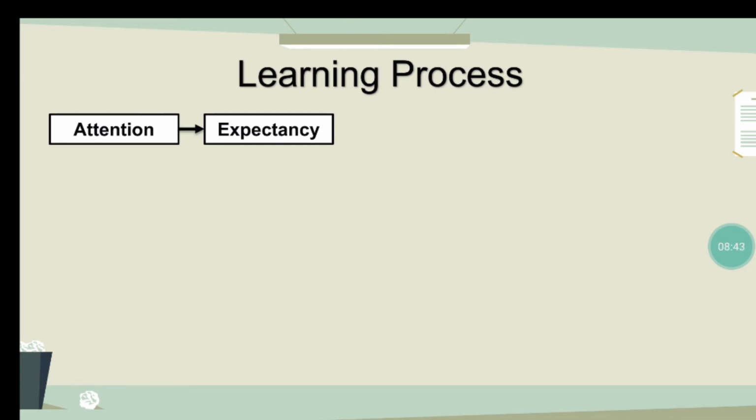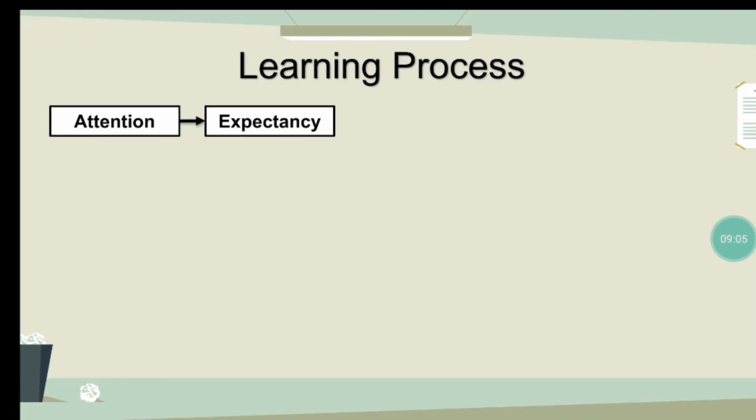It will be followed by expectancy. Here, in this phase, due to the planned process of learning, the learner looks forward to something good happening. This results in the origination of various inspirational ideas to devote oneself to the consequential phases of learning.